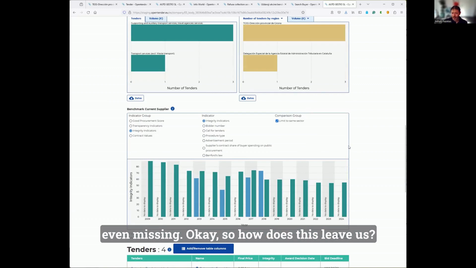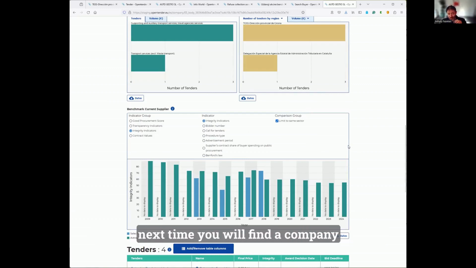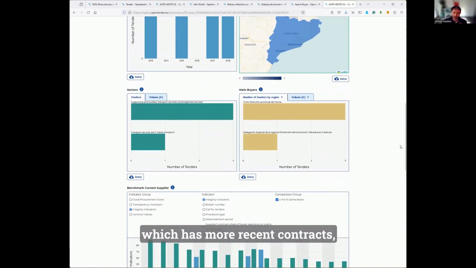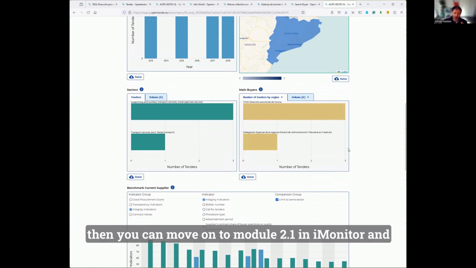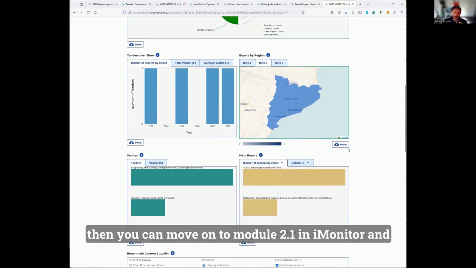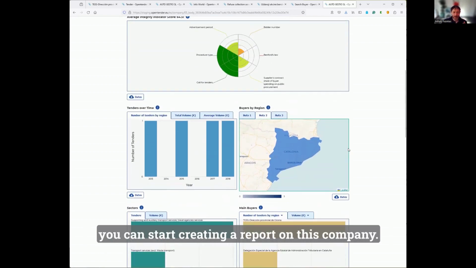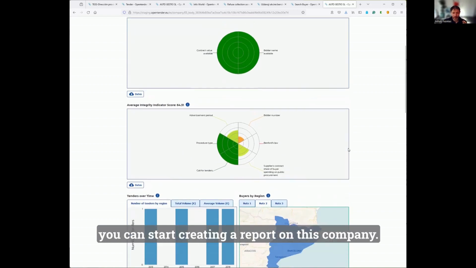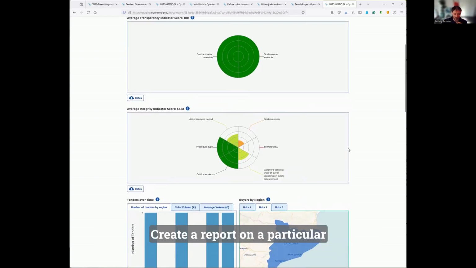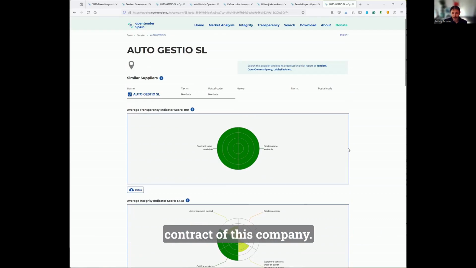Okay, so how does this leave us? If you think this is worthy of attention, and maybe next time you will find a company which has more recent contracts, then you can move on to module 2.1 in iMonitor, and you can start creating a report on this company, create a report on a particular contract of this company.